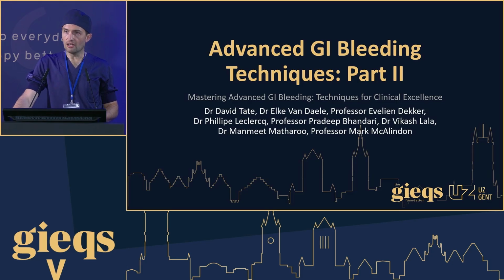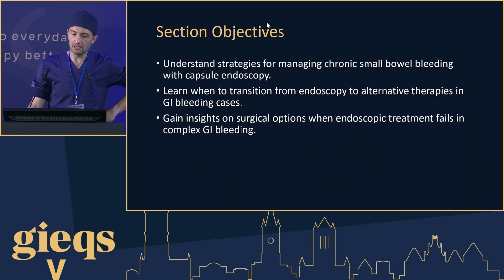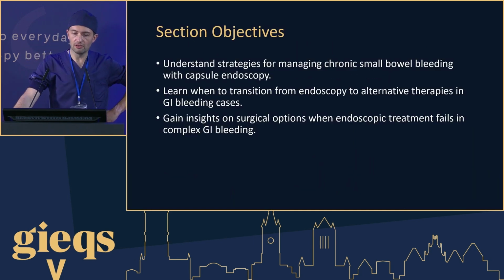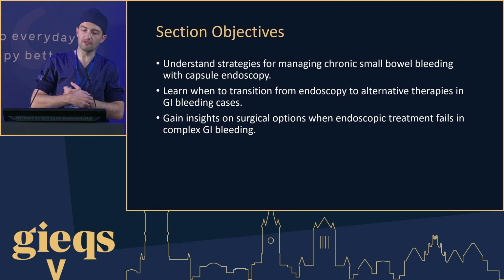So this session is about mastering advanced GI bleeding, more techniques for clinical excellence. The objectives of this session are to understand strategies for managing chronic small bowel bleeding with capsule endoscopy. That now comes last. Learn when to transition from endoscopy to alternative therapies in GI bleeding cases, and gain insights into the surgical options when endoscopic treatment fails.